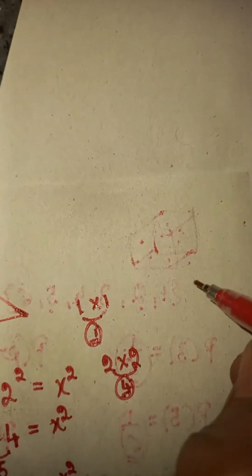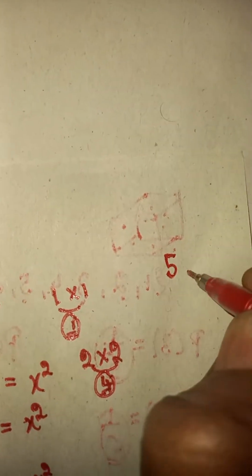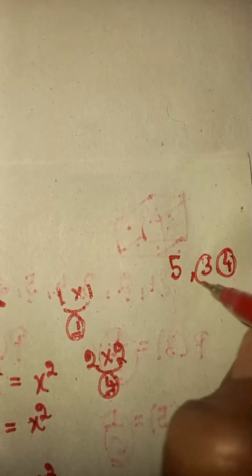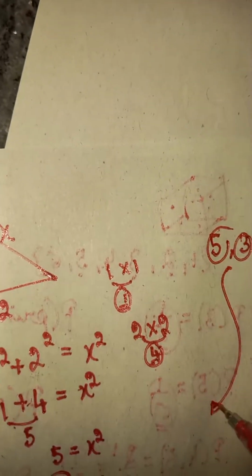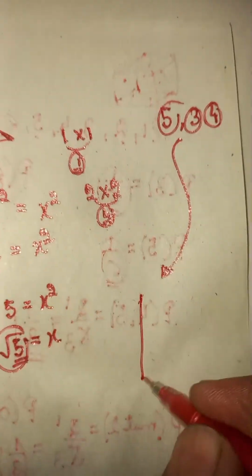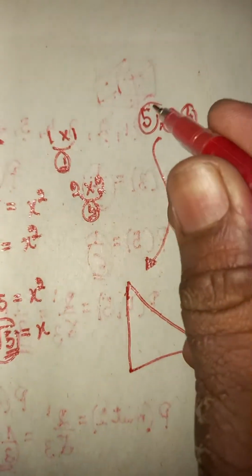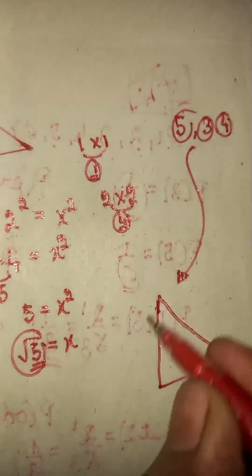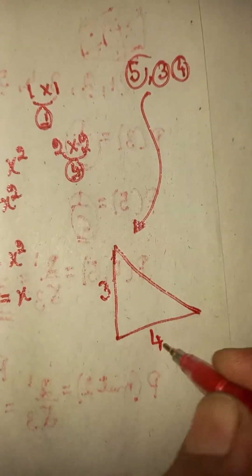Let's take one more problem. Here they have given 5, 3, 4, and we need to find out whether they are Pythagorean triplets or not. You can take these two sides. Always the largest side must be the hypotenuse, so take these two sides as 3 and 4 units.